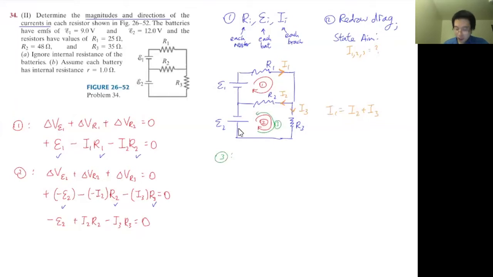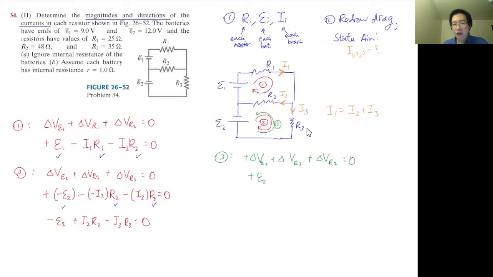Let's start with the battery over here, right? So you have epsilon2 minus I3 R3 minus I2 R2 equals 0. So this guy, this time it is in the right direction, right? As in my analysis, I'm going along this way. So this is going to be very natural. It's going to provide a boost in the potential difference.